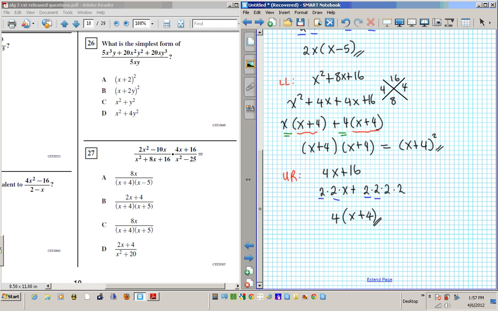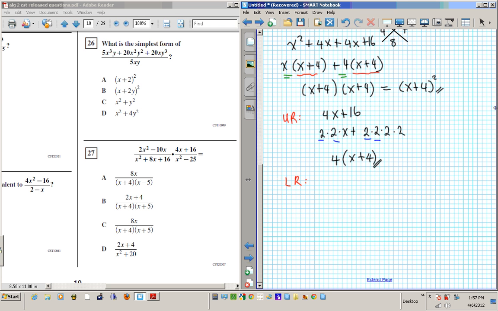Alright, now to finish it up, we're going to do the lower right, and then we see what cancels out, okay? So the lower right is x squared minus 25. What on earth is this? There are no common factors, right? Since this is a square and that's a square, it's a difference of squares, right? So we're going to use the formula a squared minus b squared equals a plus b, a minus b.